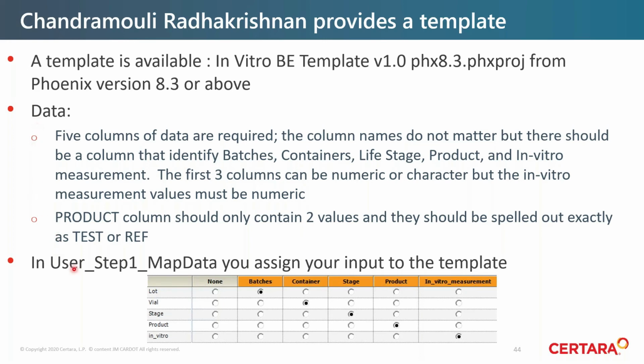You have a first step, which is the user step, and Mouli is going to describe it perfectly at the end, just after me. And that is going to help you to map the data. That means you must map the data that you enter. For example, for me, I enter lot, vial, stage, product, and in vitro. You have to say that the lot is going to be equal to the batch, the vials to the container, the stage, the product, and in vitro to in vitro measurement. That allows you to rename the header of the column from lot to batches in such a way that everything can run later on.